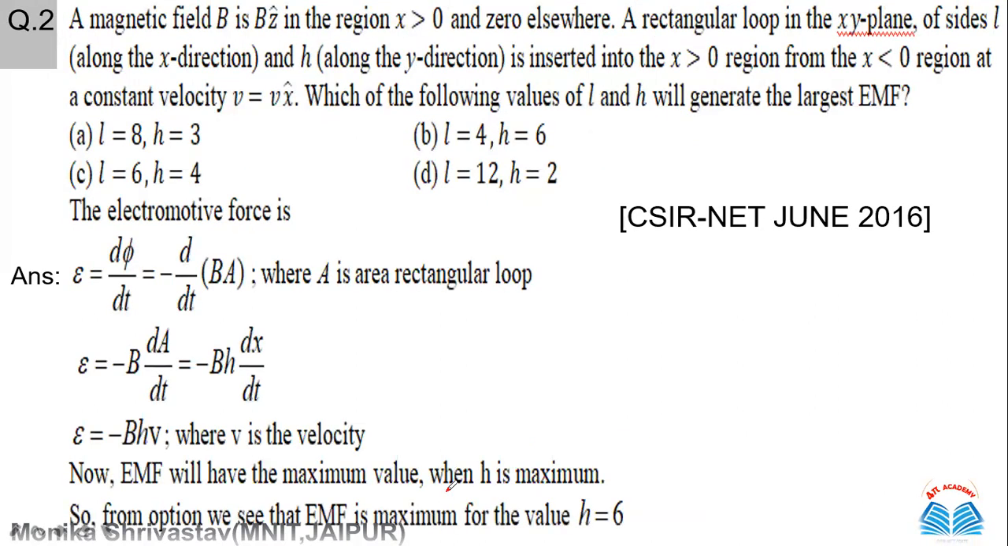So basically, the answer is like this. We know this formula now. Epsilon equals d phi over dt. What is phi? Phi is B dot A. What is A? A is the area of the loop. So I can write it as epsilon equals minus B d over dt, and minus B into h. A means area, means height into depth, means h into x. So h and dx over dt will be v, velocity. So when will EMF be maximum? EMF will be maximum when h is maximum.